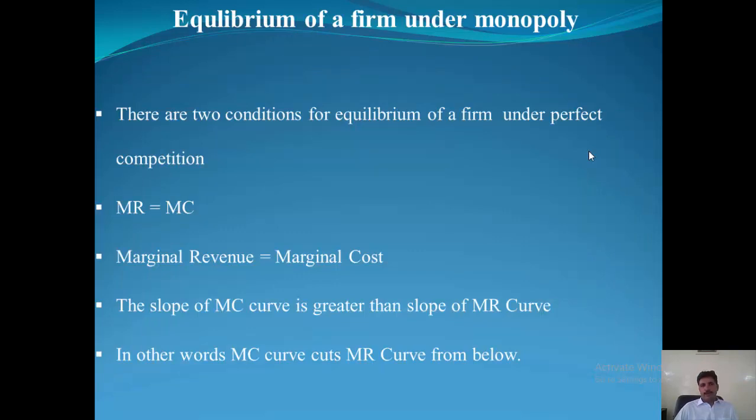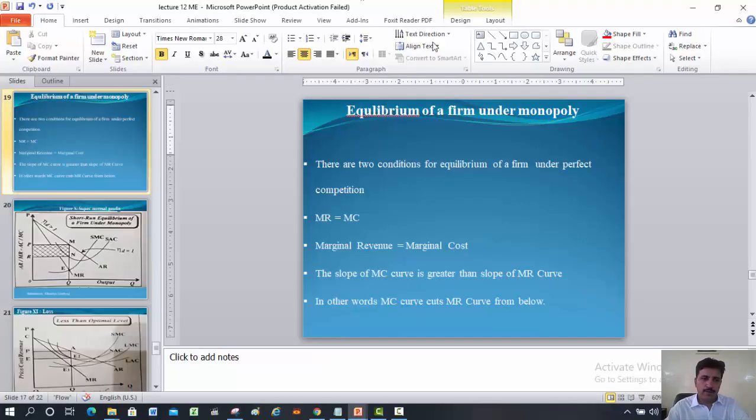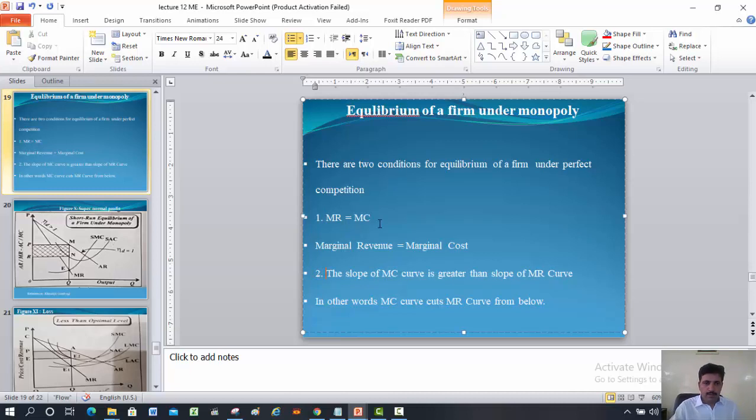Equilibrium of a firm under monopoly, or we can say the price and output determination under monopoly, under zero competition. As far as equilibrium is concerned, dear students, we discussed in the previous topic as well that there are two conditions for a firm to be in equilibrium. The first condition is that marginal revenue is equal to marginal cost. So MC is equal to MR. This is condition number 1 for equilibrium. And the second condition is that the slope of MC is greater than the slope of MR. In simple words, the marginal cost curve cuts the marginal revenue curve from below.